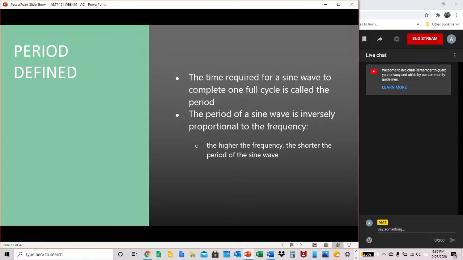So we have cycle that is defined as that length where the sine wave is going from 0 to a positive maximum, back to 0 to a negative maximum, back to 0, and that's our cycle. The time that it takes a sine wave to complete that is the period. So that can be confusing, but the period has to do with time. So the period of a sine wave is inversely proportional to the frequency. The higher the frequency, the shorter the period of the sine wave.